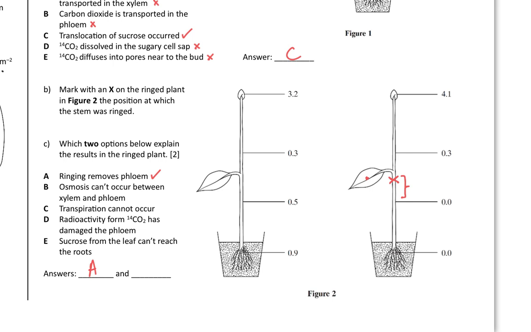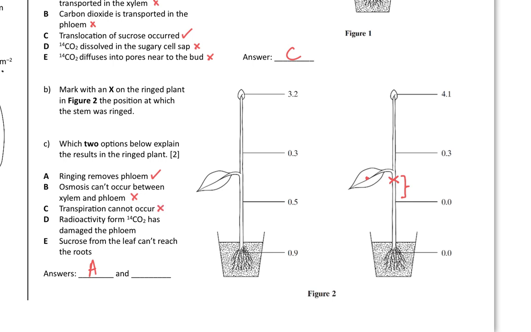Osmosis can't occur between xylem and phloem. That's incorrect because the xylem and the phloem are still next to each other. I've just removed a portion of the phloem in one region and left the xylem intact. So that's not correct. Transpiration cannot occur. No, the xylem is still intact, so that's not true.